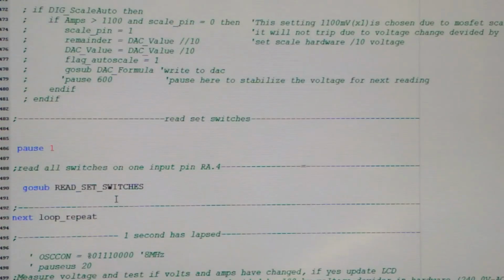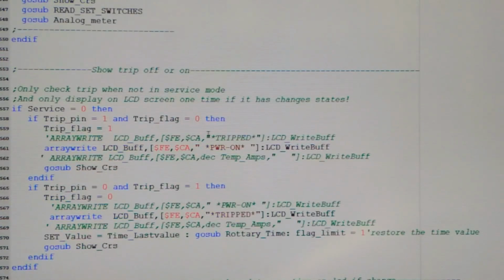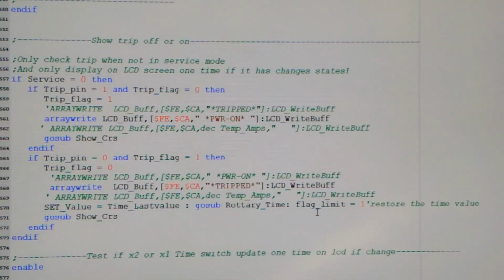Go back to the main. So we did that. This shows your display whether the circuit breaker is on or whether it's been tripped. And again I've got a flag, the trip flag. Once it displayed power is on, that means the circuit breaker is on and it's not tripped. You don't want it to keep writing to the LCD screen. The same thing that I explained before. So I've created a trip flag.